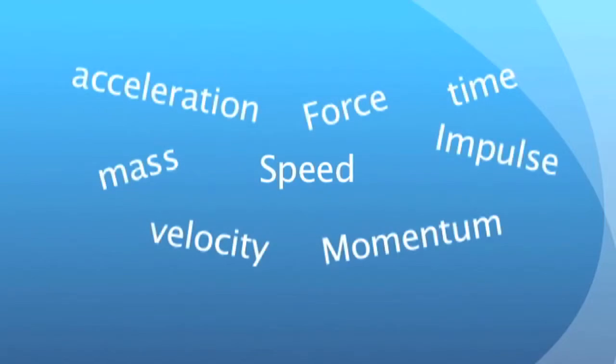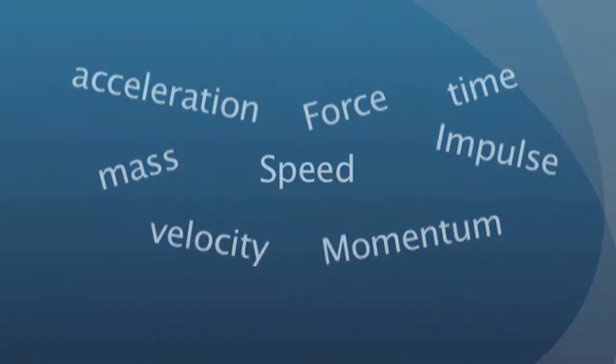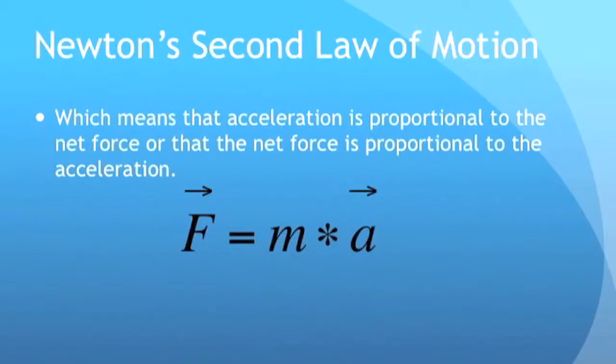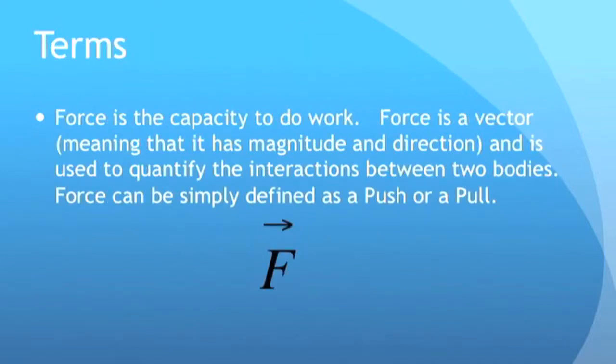I'd like to start this lab off by first introducing a few terms. Newton's second law of motion, which means that acceleration is proportional to the net force, or that the net force is proportional to the acceleration. Force is the capacity to do work. Force is a vector, meaning that it has a magnitude and direction and is used to quantify the interactions between two bodies. Force can be simply defined as a push or a pull.